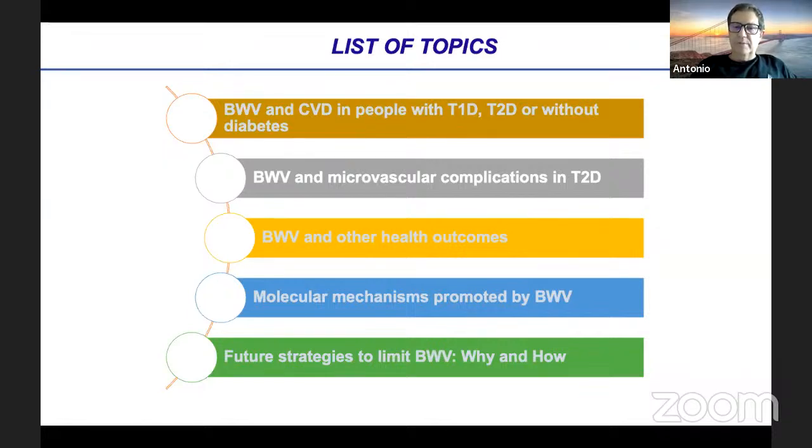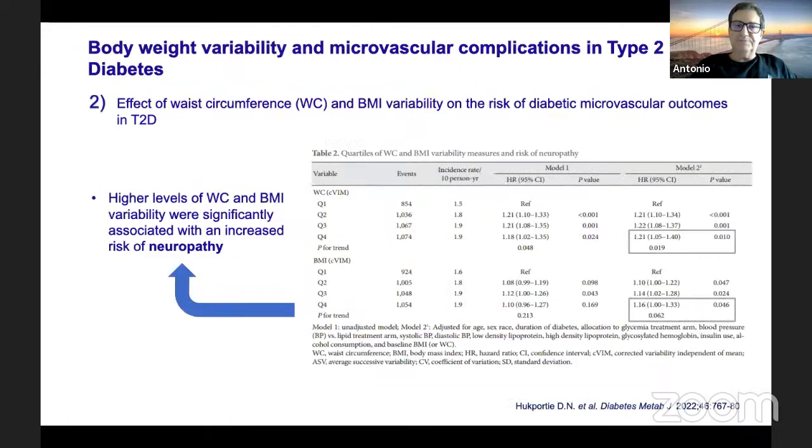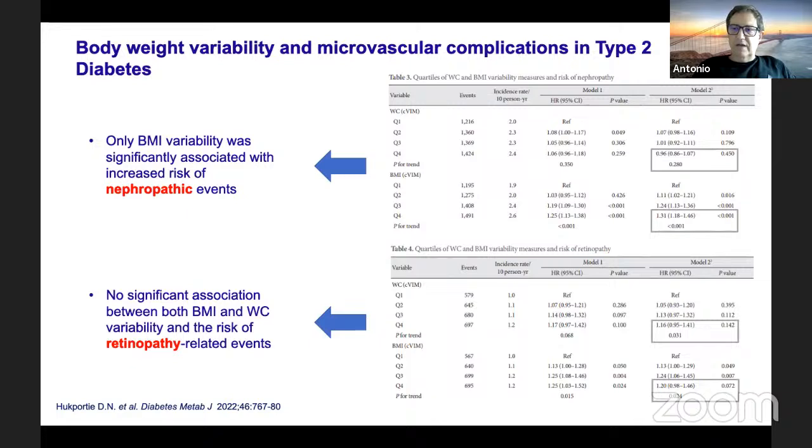But what about body weight variability and microvascular complications in type 2 diabetes? You see in this study that body weight variability is associated with a high risk of neuropathy. While evidence shows that the association between body weight variability and neuropathy, also with nephropathy, can be found, this kind of association is not reported for retinopathy. Why? Nobody knows. Meaning that we maybe need further studies to understand why the retina is protected, or maybe larger numbers to confirm that body weight variability is also a risk factor for retinopathy.